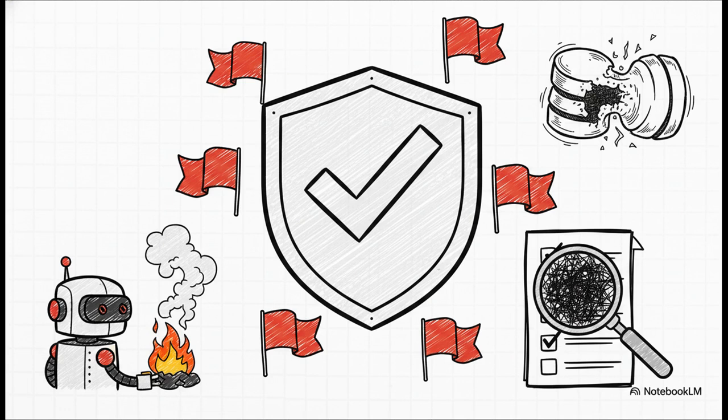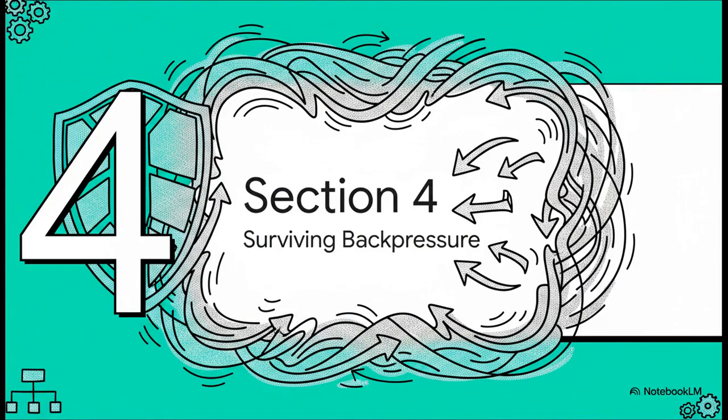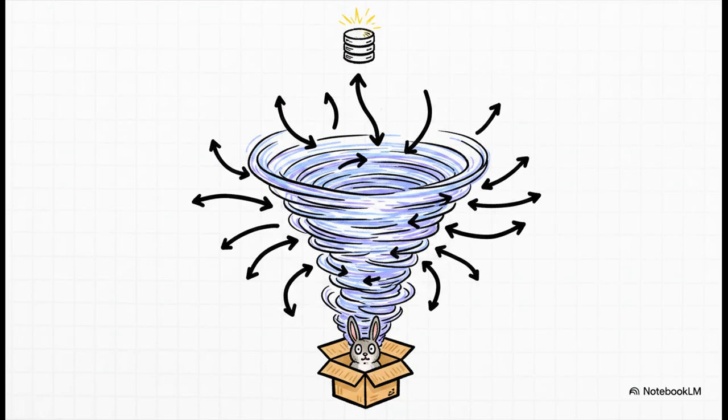You have to enforce idempotency by checking deduplication tables before your worker processes that RabbitMQ message. Section 4. Surviving with back pressure. Now, handling duplicates is only half the battle. You also have to survive when the system is just completely overwhelmed. Ever lived through a retry storm?